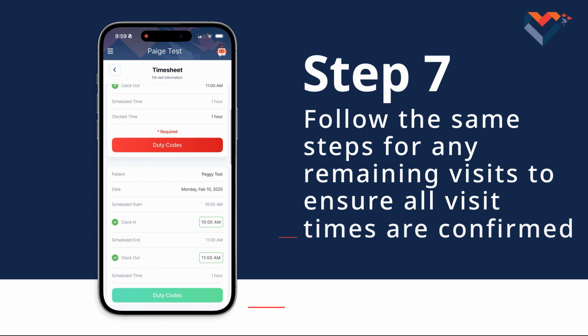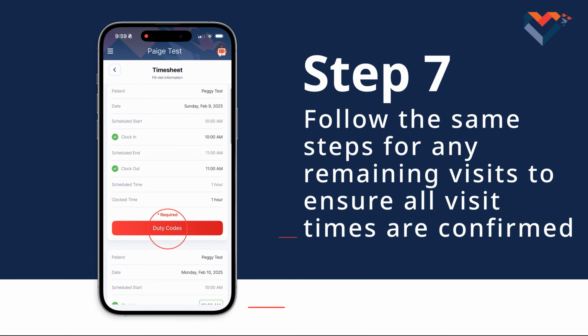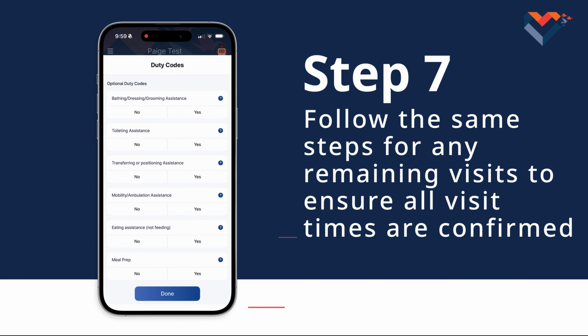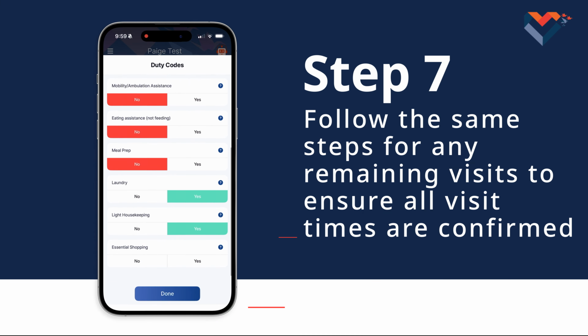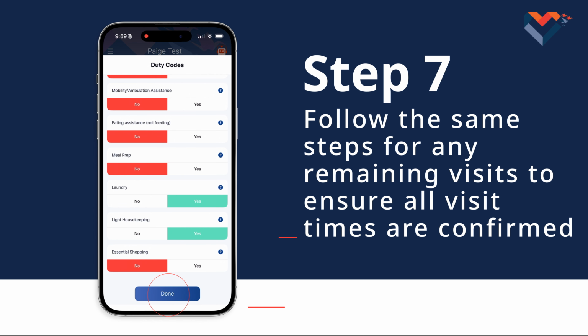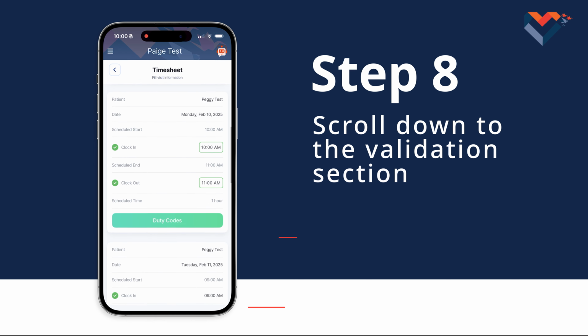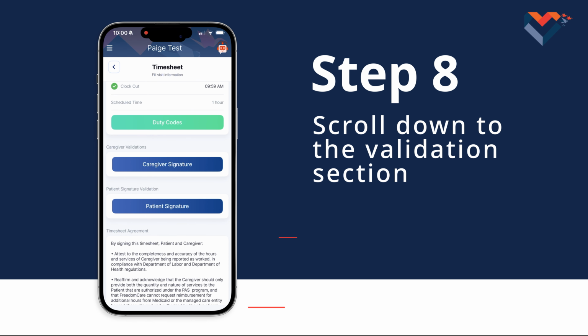Step 7. Follow the same steps for any remaining visits that need a clock in or clock out to ensure all visit times are confirmed and display a green circle, and all duty codes are also green. Step 8. Once all times and duties have been confirmed, scroll down to the validation section.